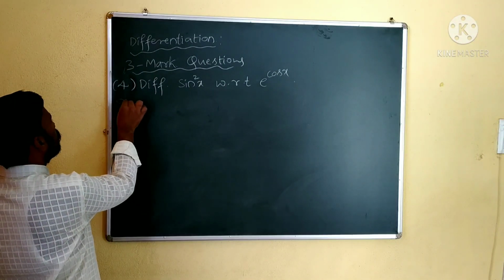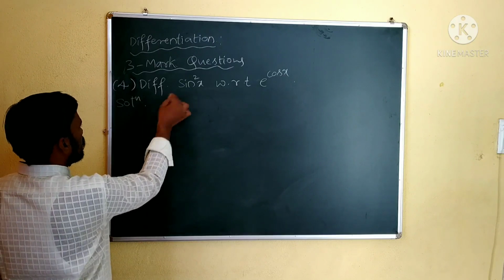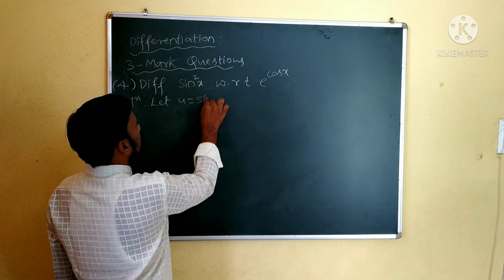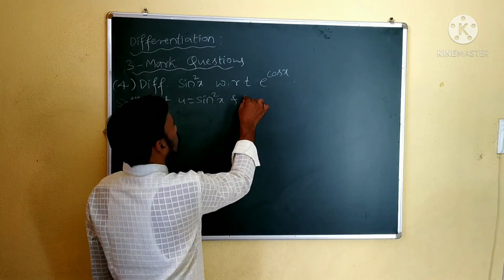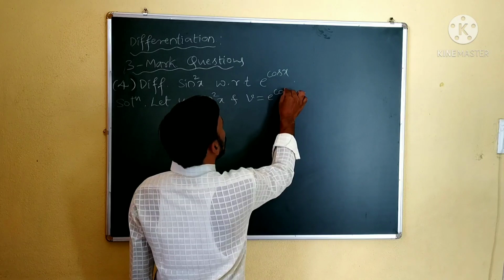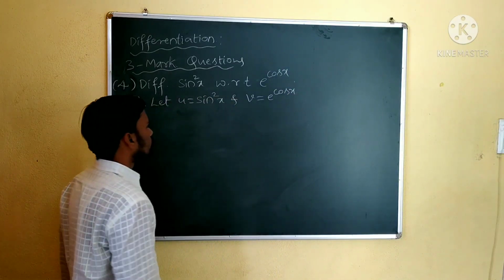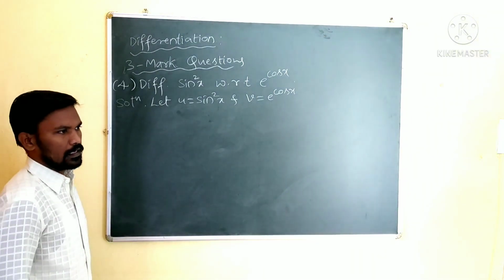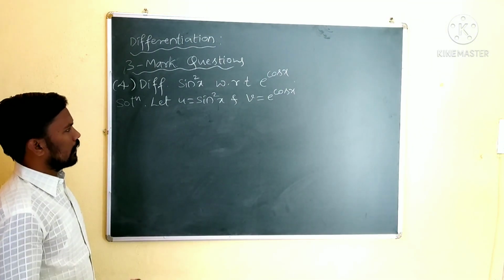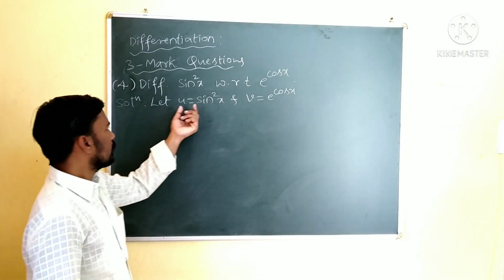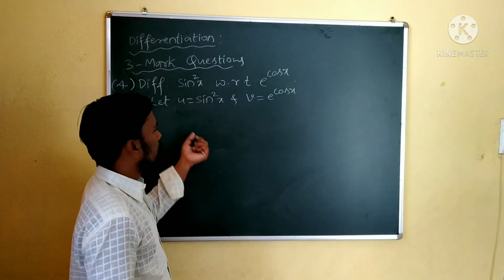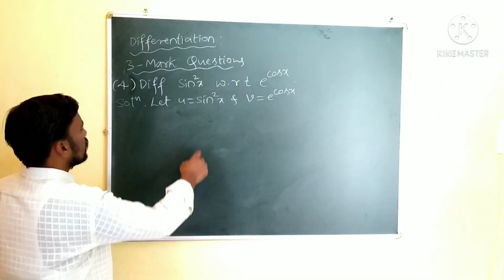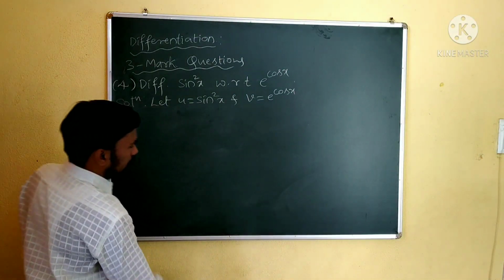Here we have to take these two functions as u and v. Let us take the first function, let u is equal to sin square x, and take the second function v is equal to e to the power of cos x. Let us take the given functions as u and v. Not only u and v, you can take two different letters like m and n, or any other letters. Let me take these two functions as u and v respectively. Let u is equal to sin square x and v is equal to e to the power of cos x. Now differentiate these two equations with respect to x only.